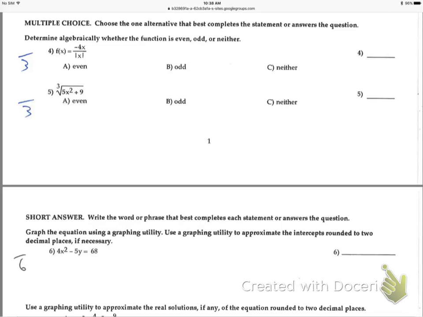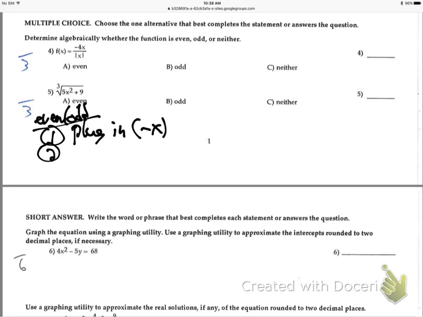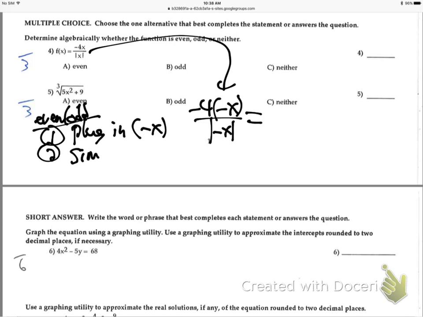Let's do this one. Okay, so remember the even-odd test? For even-odd, I gave you a test. I said step 1, plug in negative x. Step 2, so let's do that. Let's do number 4 here. So negative x over absolute value of negative x. So I just plugged in negative x for x. Step 2, simplify. So clean it up.